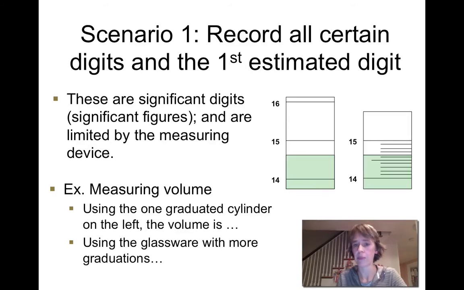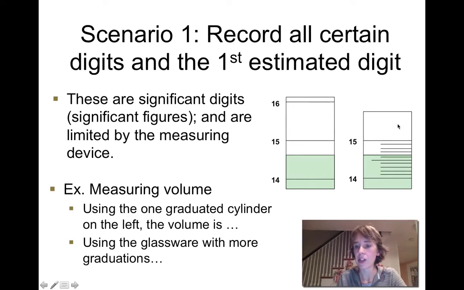So another example here, let's look at a simulated picture of a graduated cylinder measuring volume. If we use the one on the left, what do you think you can call that volume? I would call that, it's more than 14.5. I would probably call that 14.6, but could it be 14.7? Yeah, I think it could be, just looking at the one on the left. So that last digit, the tenths place in this example, is uncertain.